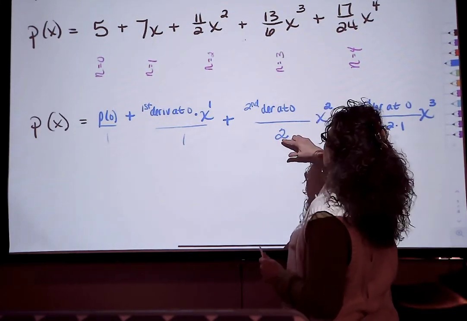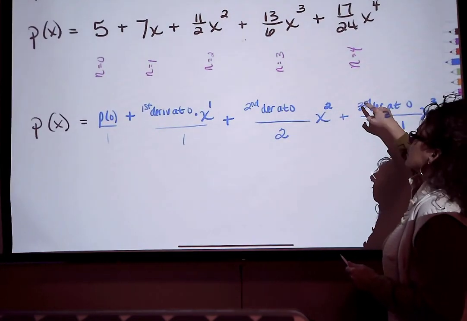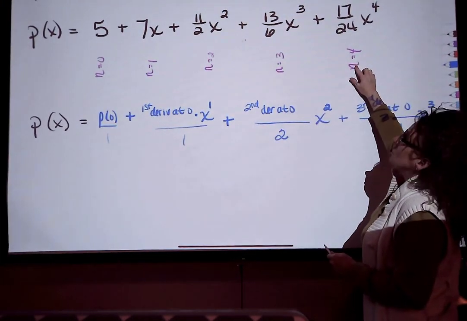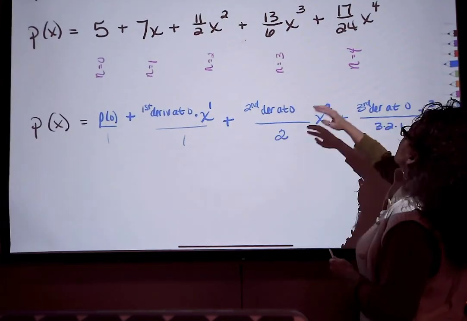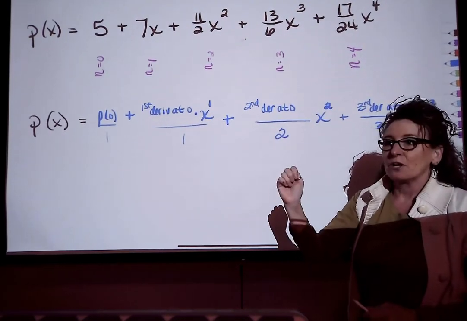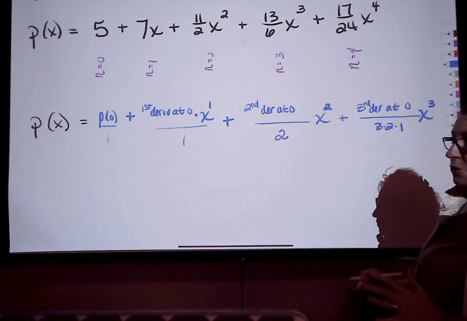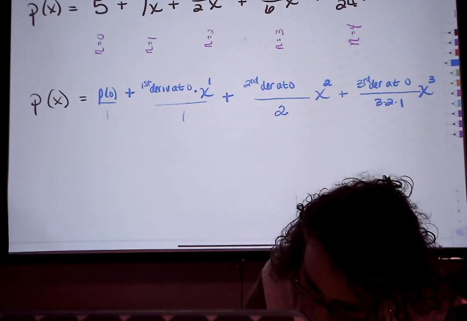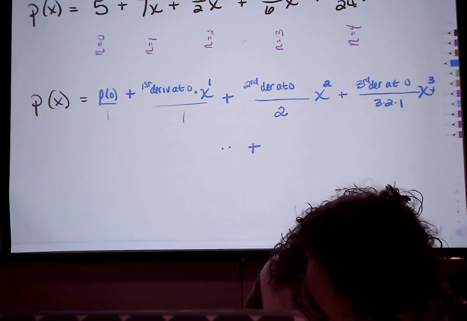13 over 6. The 6 is actually 3 factorial, 3 times 2 times 1. I used my third derivative, and I've got x cubed. So for this term, you can see that the 17 was the fourth derivative at 0. I need an x to the fourth, and 24 happens to be 4 times 3 times 2 times 1. So I think in general terms, we could just say, let's hang on, plus dot dot dot plus.